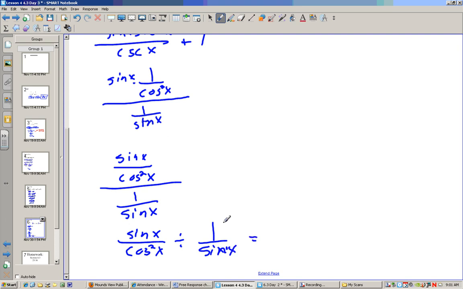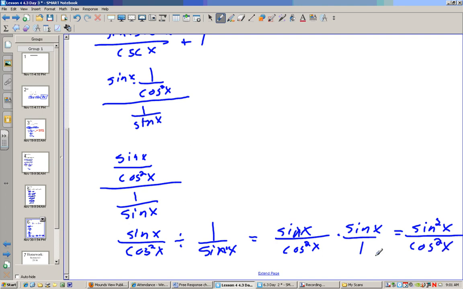which equals sine of x over cosine squared x times sine of x over 1, which we have sine times sine, which is sine squared, over cosine squared times 1, which is cosine squared, which sine squared over cosine squared is tangent squared, which I hope is what we wanted on the right-hand side. Ooh, we wanted secant squared.